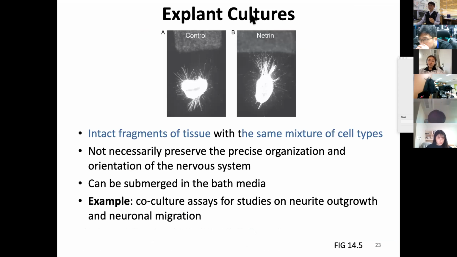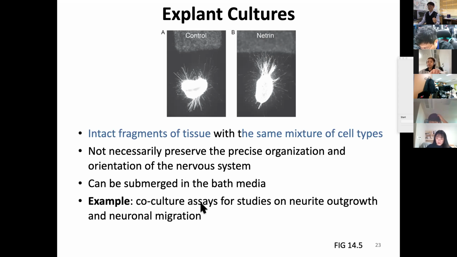Okay, explant culture is not a slice, but part of the brain regions you are interested in. So intact fragments with the same mixture of cell types. So it's not pure single cells, it's a tissue fragment of the brain. It does not necessarily preserve the precise orientation of the nervous system, but you can submerge it in the media, and there's a control and there's a chemical, to see the role of this chemical, you see more growth in this direction. So this is a great way of in vitro primary cell culture study.